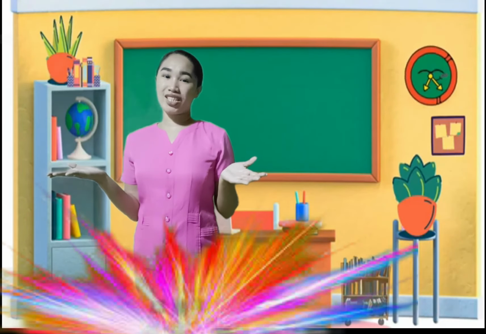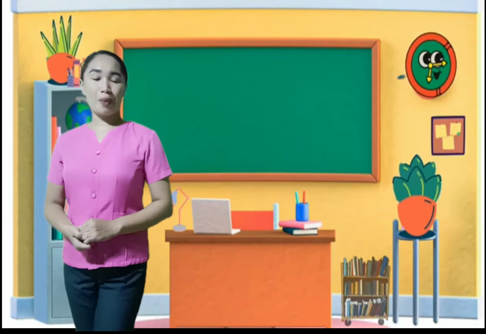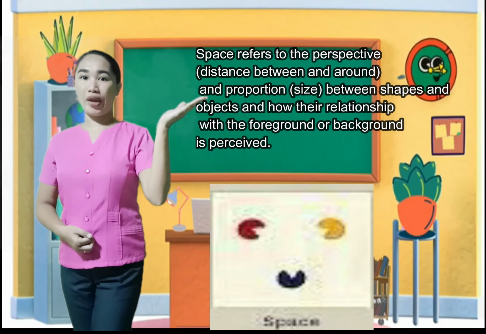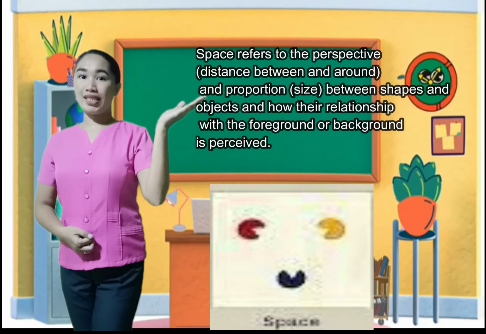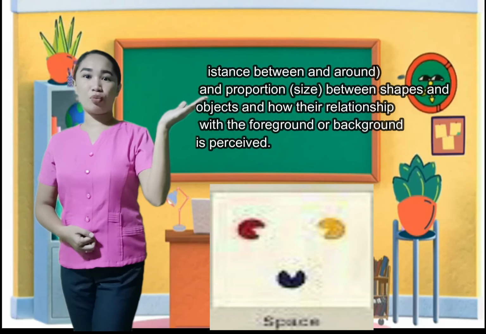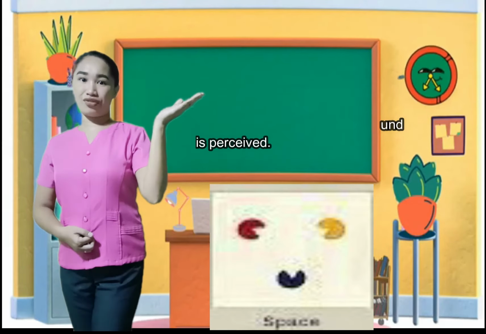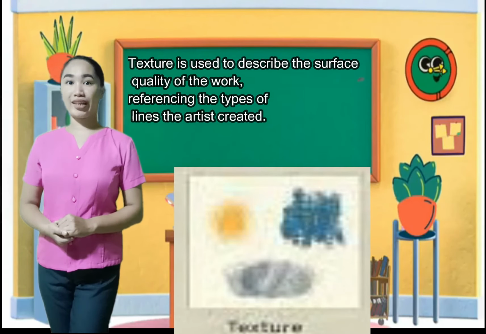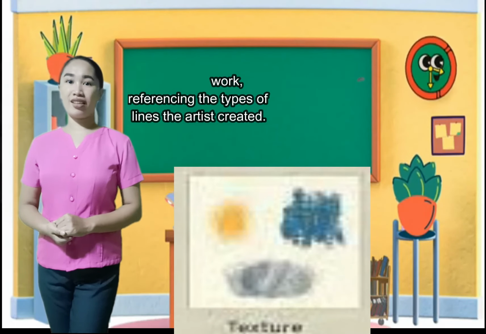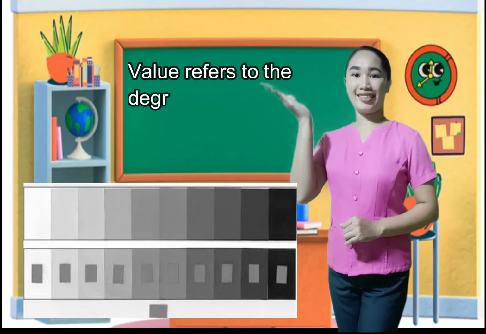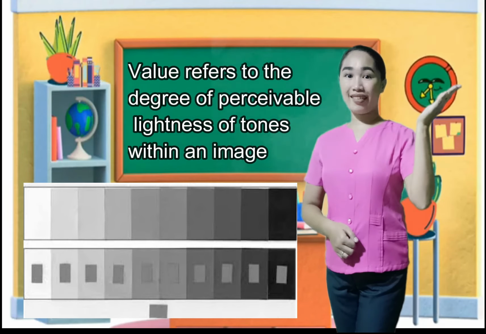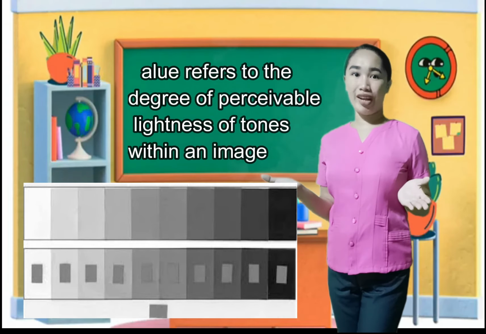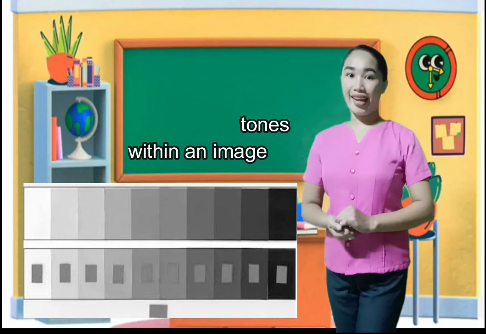Color. Color is an element consisting of hues. Space. Space refers to the perspective or the distance between and around and proportion between shapes and objects and how the relationship with the foreground or background is perceived. Texture. Texture is used to describe the surface quality of the work, referencing the types of lines the artist created. Value. The scale between dark or black and light or white values. Value refers to the degree of perceivable lightness of tones within an image.